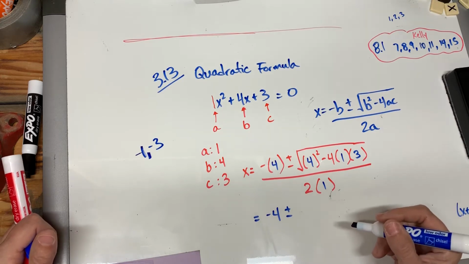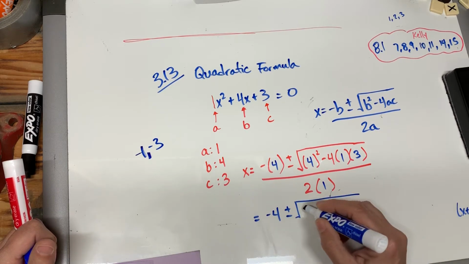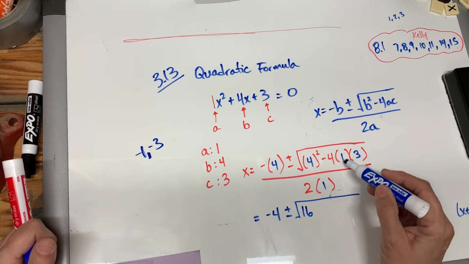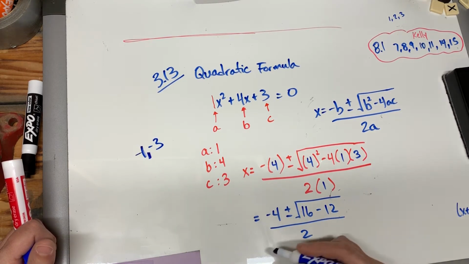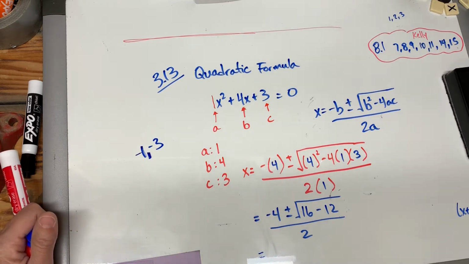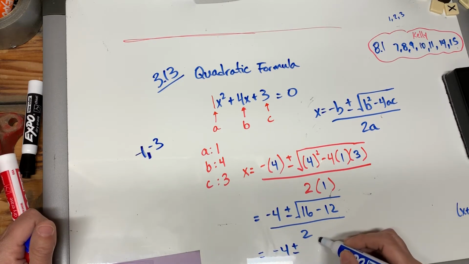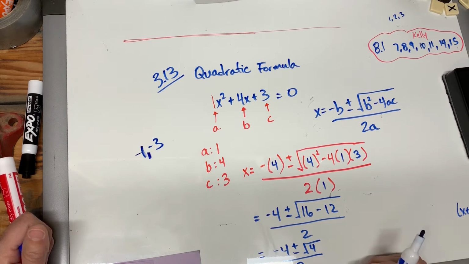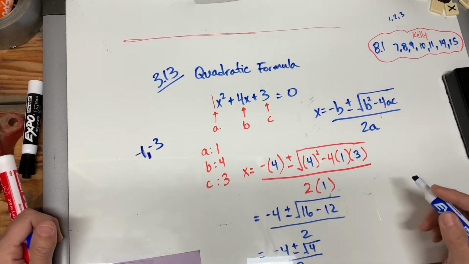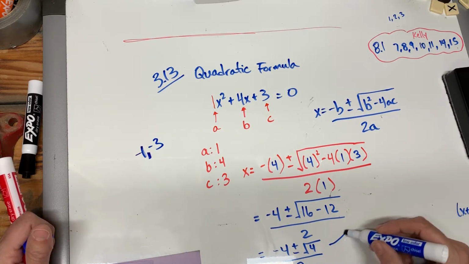So 4 squared is 16, and then 4 times 1 is 4, times 3 is 12, so that's -12, all over 2. So I get, I don't know if you can see this or not, -4 plus or minus the square root of 4, all over 2. But the square root of 4, so I should probably, I think I'm off my screen here. So I'm going to rewrite it right up here.